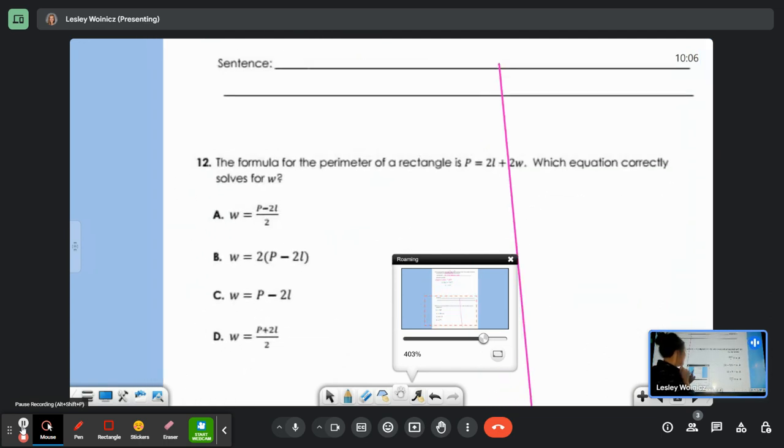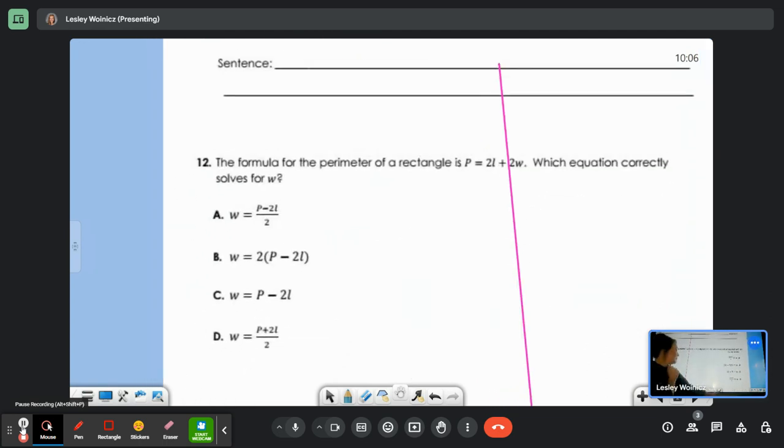Guys, number 12 is going to be homework. Yay! Okay, circle that and write homework next to it. Let's move on to Unit 2.